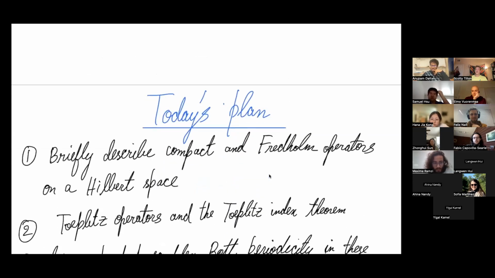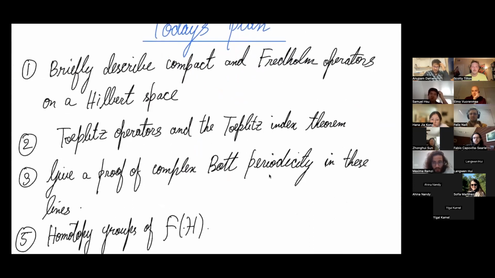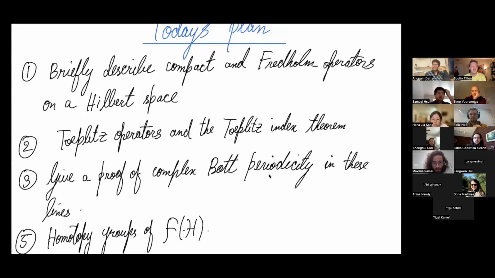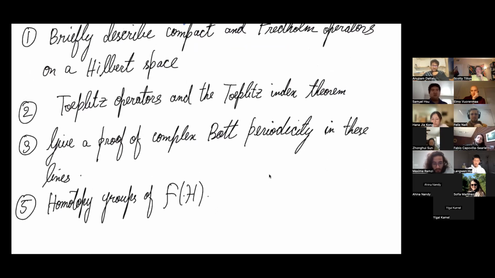So without further ado, let's see what we are going to do today. Firstly, I will be defining what compact and Fredholm operators are on a Hilbert space. And then I will be defining a nice class of Fredholm operators known as the Toeplitz operators, and prove a theorem known as the Toeplitz index theorem, which in some sense is an extremely baby case of the Atiyah-Singer index theorem. And finally, I will sketch a proof of complex Bott periodicity using these ideas which predominantly stem from functional analysis. And time permitting, I will also discuss some results on the homotopy groups of the space of Fredholm operators on a Hilbert space.